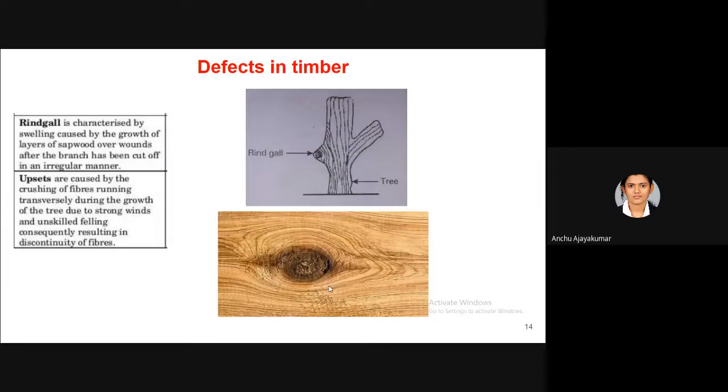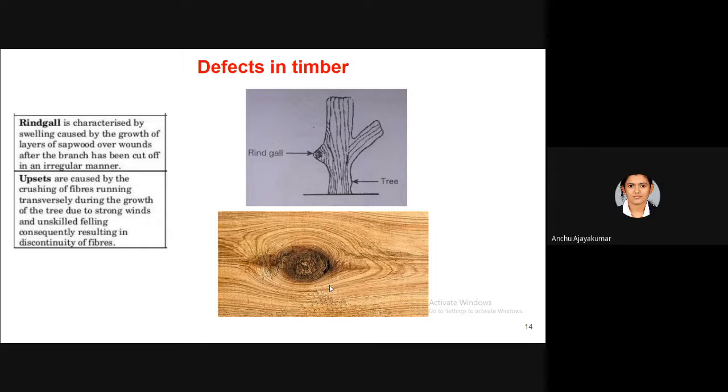Next defect in timber is wrinkles and upsets. You can see in the figure itself, wrinkles and upsets. Wrinkles are characterized by the swelling caused by the growth of a layer of sapwood over wounds after the branch has been cut off in an irregular manner. Like in a wind, a branch is broken from a tree. That broken portion of the tree will start bulging a little. You may observe this in plants around you. That kind of defect is known as wrinkles.